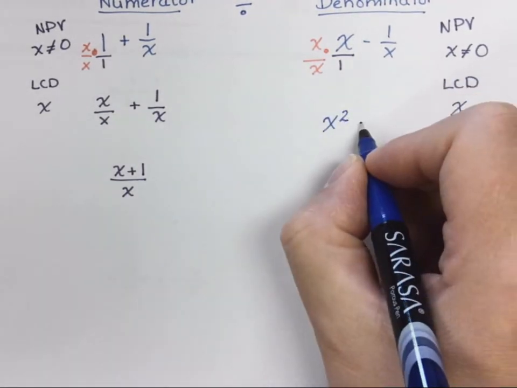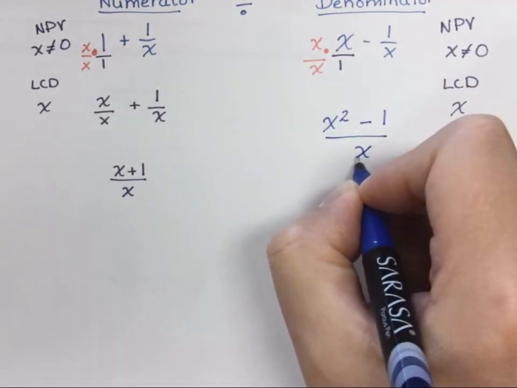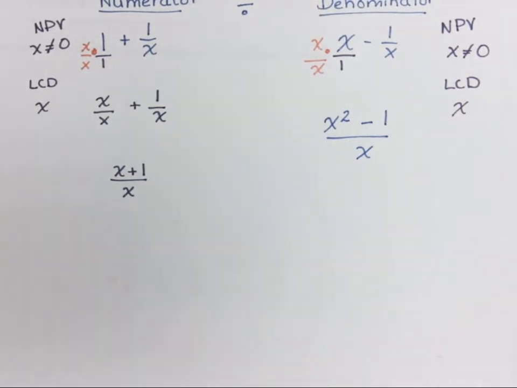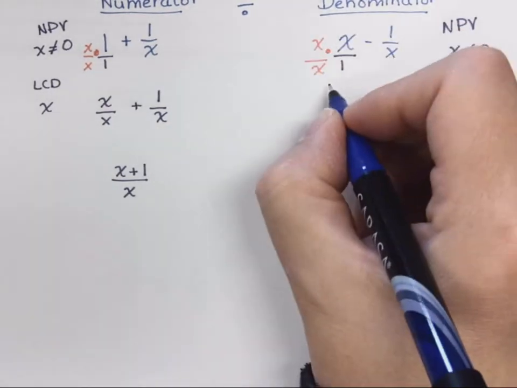X squared minus 1 over X. Ooh, I skipped a step there. Is everybody okay with that? Maybe not. Let me go back.